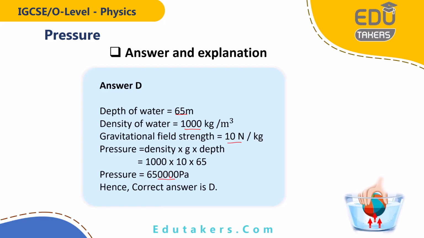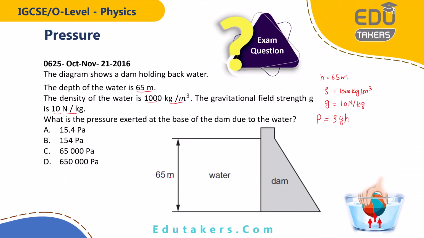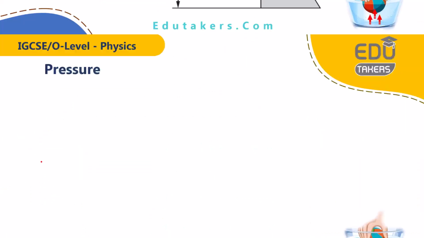So let's go back and see the answers. In the answer D, the pressure is 650,000 Pascal. It means that answer D is correct from here. You just need to use the formula of the pressure because all the data is given. You can easily calculate the pressure.